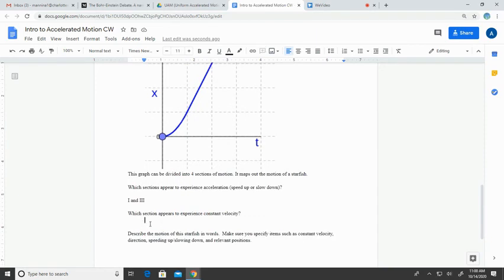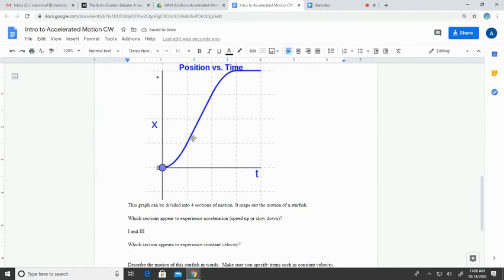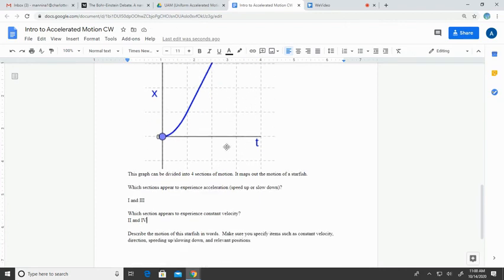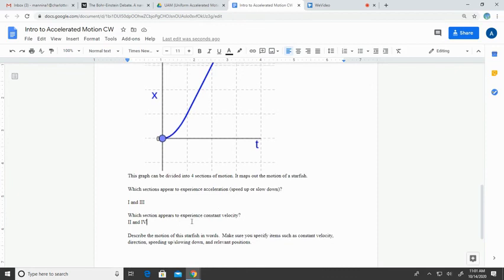That means the other 2 sections are the ones that experience constant velocity, which makes sense because both look nice and linear, which means they are not changing at all. So it's section 2 and section 4. Some people ask, if it's not moving, is it going at constant velocity? It is. It's a constant velocity of 0. Even though it seems a little strange, we're saying that it's still moving at constant velocity.